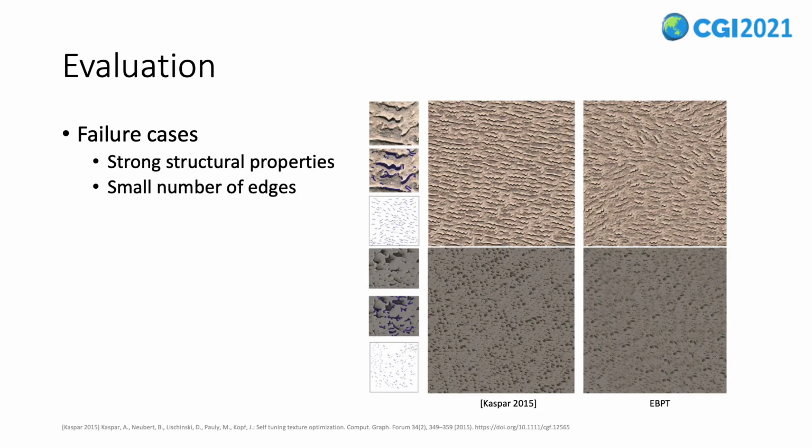This is a comparison between our method and the self-tuning texture optimization. The given example is very small, and it has strong structural properties. Our method could produce blurred or unclear boundaries between those structures. Plus, it might also fail if there are no clear and long edges in the input. The bottom row shows the failure case where our method fails to capture visually salient features from the input.